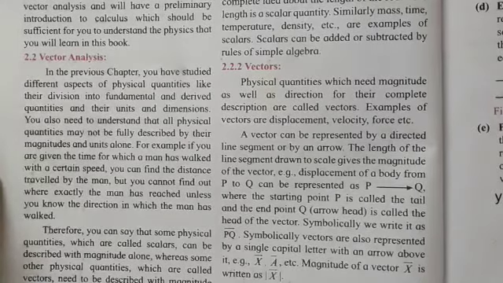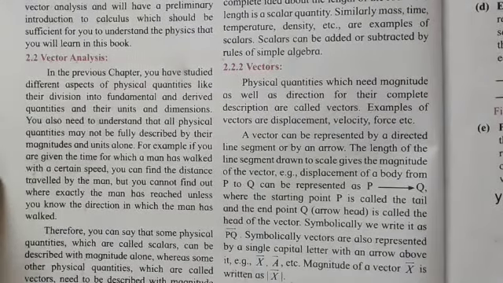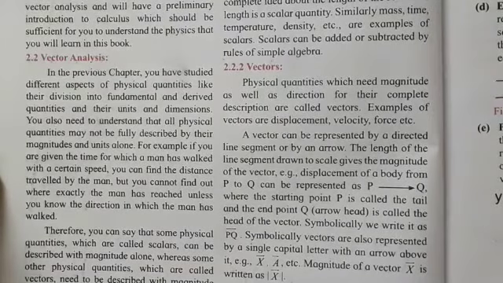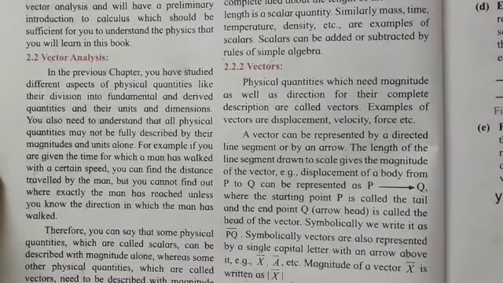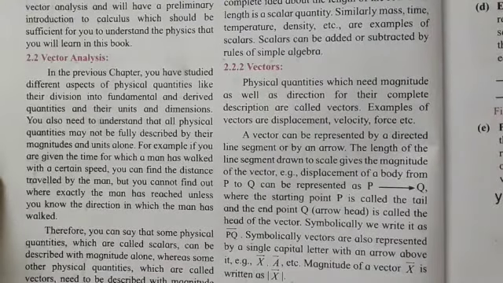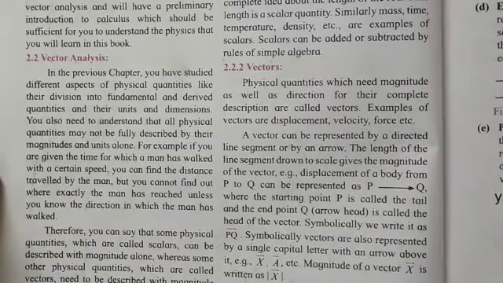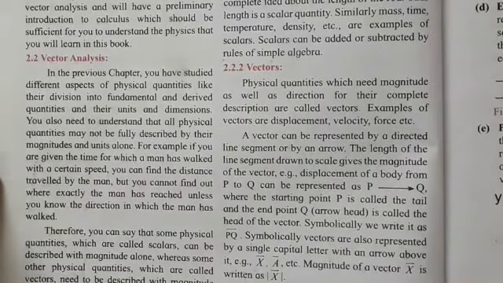Now, we have to start the second chapter in our physics subject. The name of the chapter is Mathematical Methods. That means we have to study scalars and vectors. First of all, we have to see what is meant by a scalar and what is meant by a vector. You know that well.